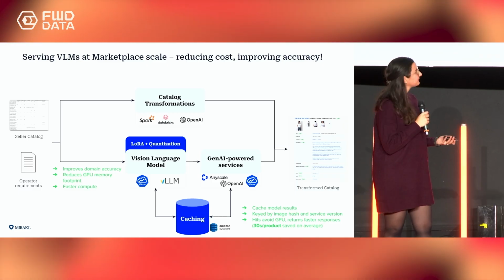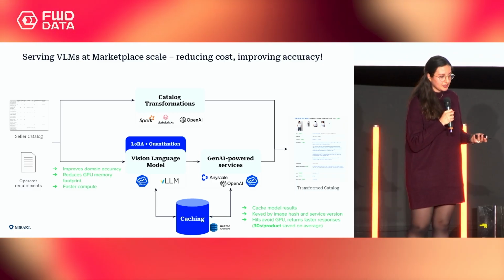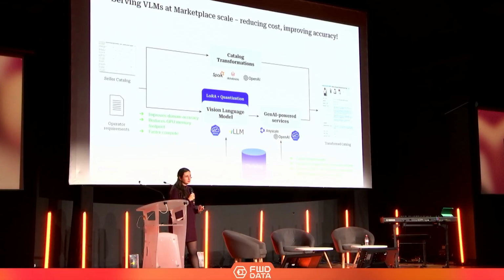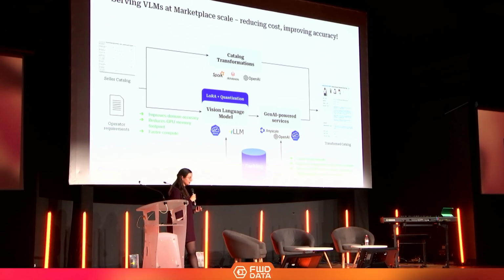Another optimization, the second one, is the addition of a LoRA. A LoRA is a low rank adaptation. It's a layer added on top of a base model that is carefully fine-tuned on domain knowledge by our data scientists. This allows us to improve accuracy. We couple that with quantization, which means that we're reducing the numerical precision of the model in order to make the compute faster and to decrease the memory footprint on the GPU.